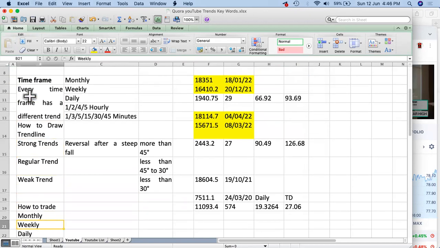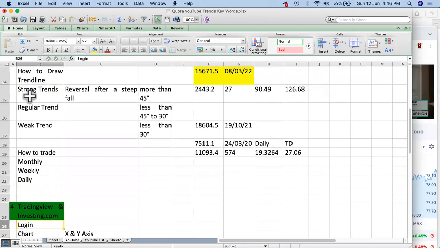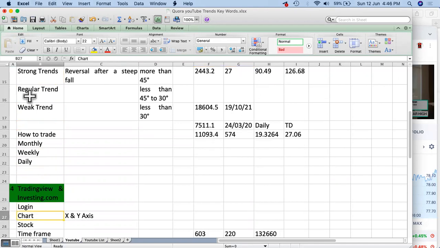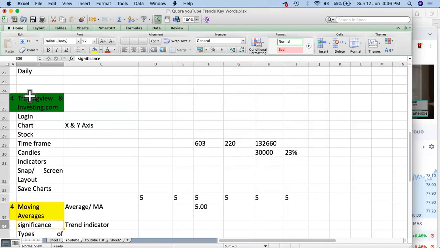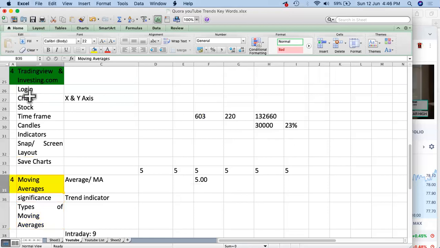Next, we had covered how to use TradingView and investing.com. Basics were given, not more in detail actually. And now we are going to cover moving averages. Before going to moving averages, let's try to see what an average is so that we understand the basic difference between average and moving average, right?